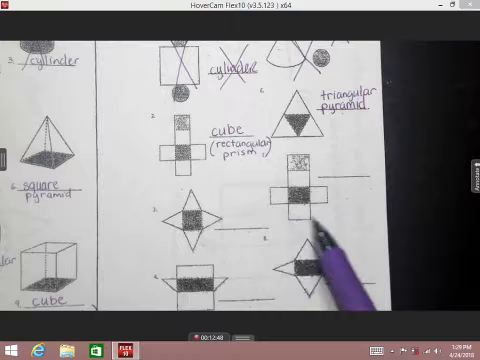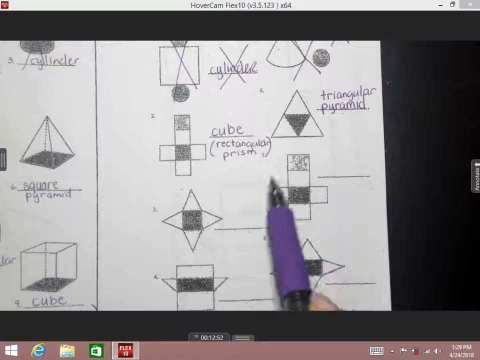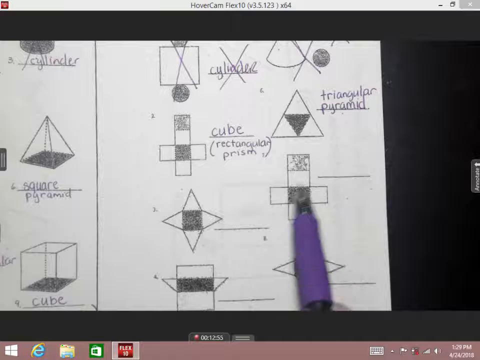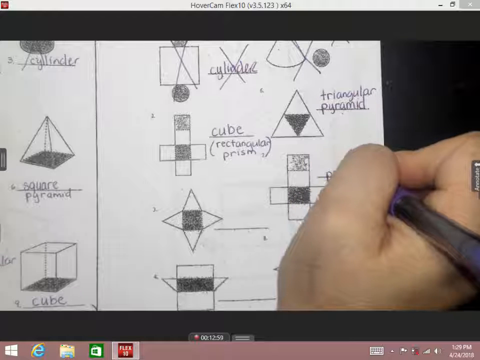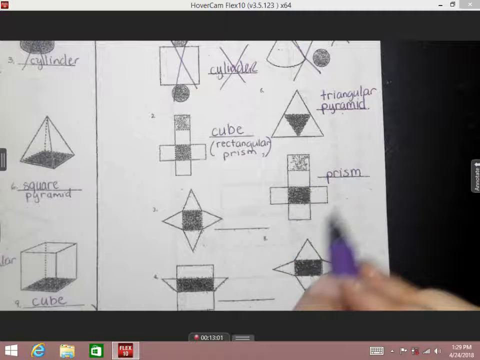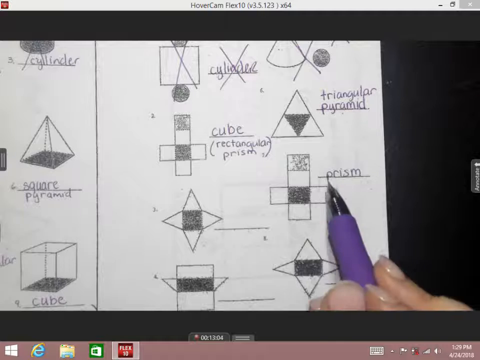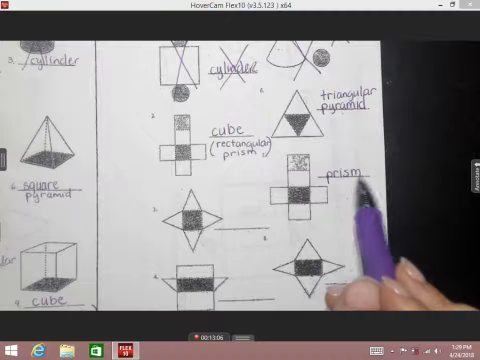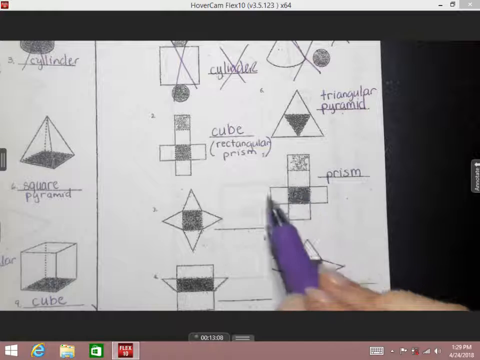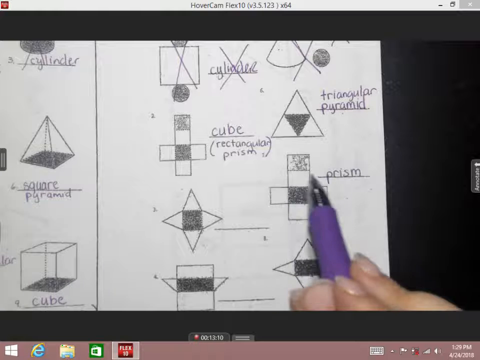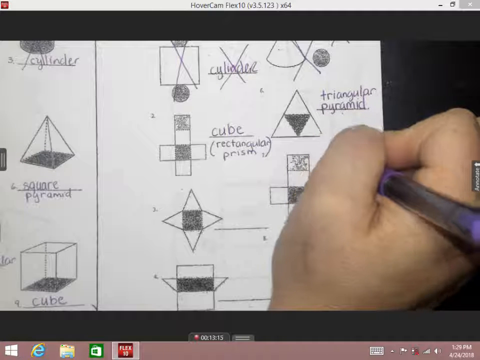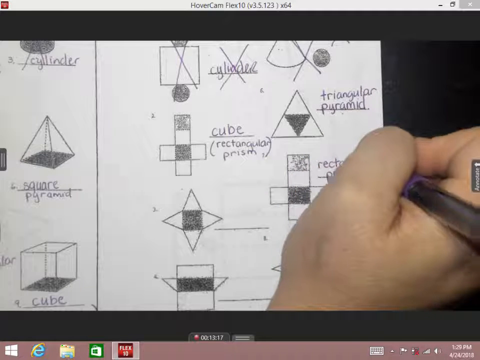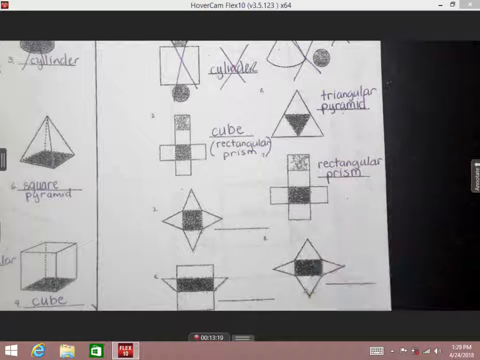All right, so let's look at number 7 right here. Is this going to be a prism or a pyramid? Braylon? A prism. How did you know it's going to be a prism? It doesn't have any triangles. It has a lot of rectangles. So here's my question. What type of prism is this going to be? Can this be a triangular prism, Leslie? No. What does it have to be? Rectangular. It can't be a triangle if there are no triangles. Okay, so that's a rectangular prism.